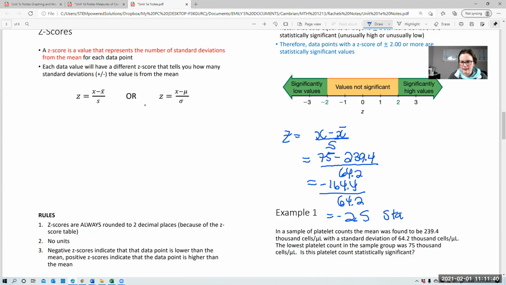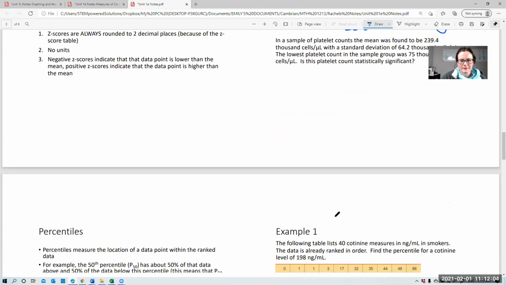So it is statistically low. The platelet count is statistically low, at negative 2.5, because it's less than negative 2. That means it is a significantly low, or statistically low, value.